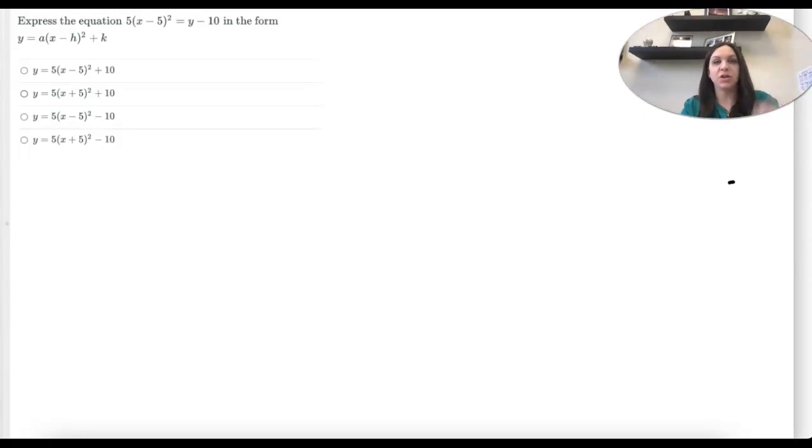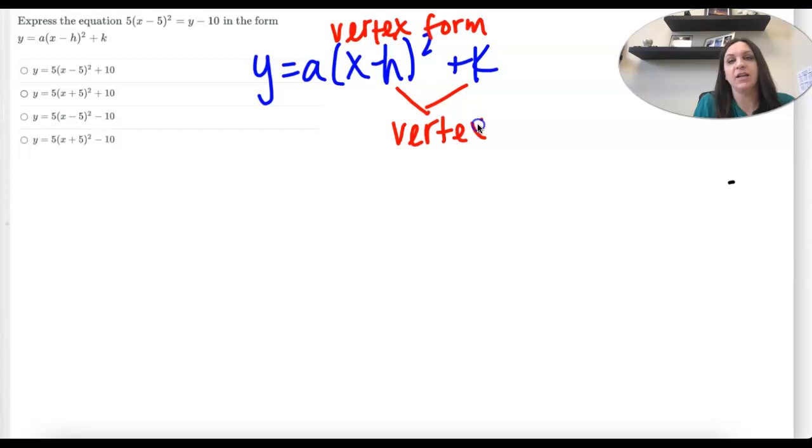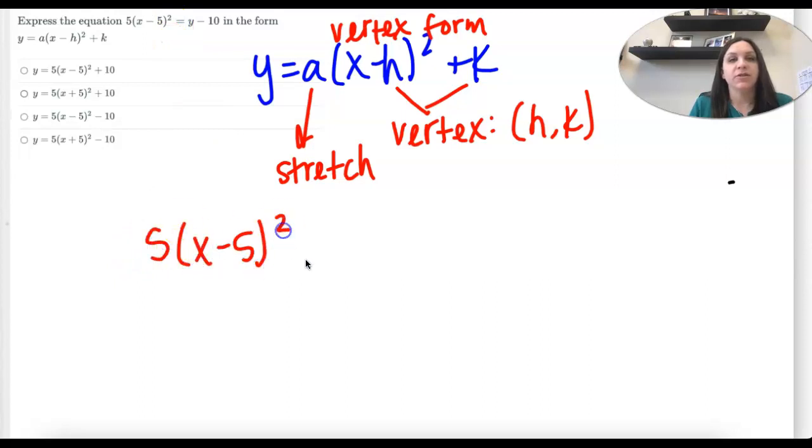So in this section, we're talking about parabolas, which we have done in other classes. But here's our standard form, and this is called vertex form because we can really easily see the vertex straight from the form. So the vertex is at (h, k). And then a tells us if the graph gets stretched at all. Sometimes it gets narrow, sometimes it gets stretched out. So it's asking us to rewrite this equation in vertex form.